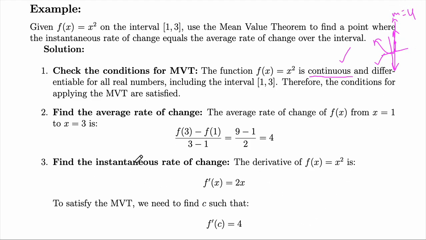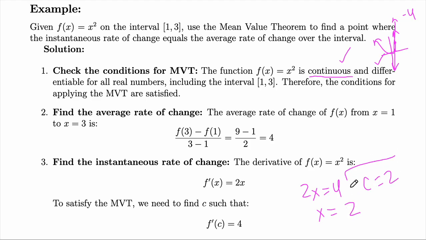So now we're going to find the instantaneous rate of change by using the derivative. Taking the derivative of x squared using the power rule, we get f prime of x equals 2x. And now we're going to set this equal to the average rate of change. So we're going to do 2x is equal to 4. Then we're going to solve this for x, right? So then we get x equals 2. So this is going to be our c value.